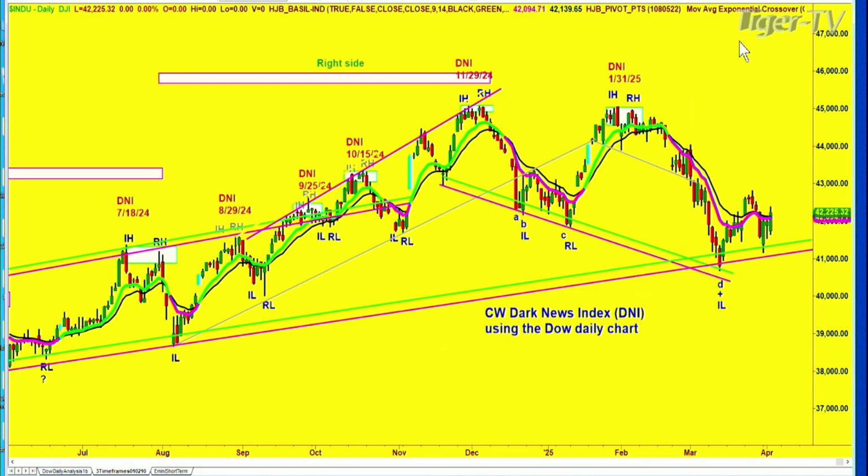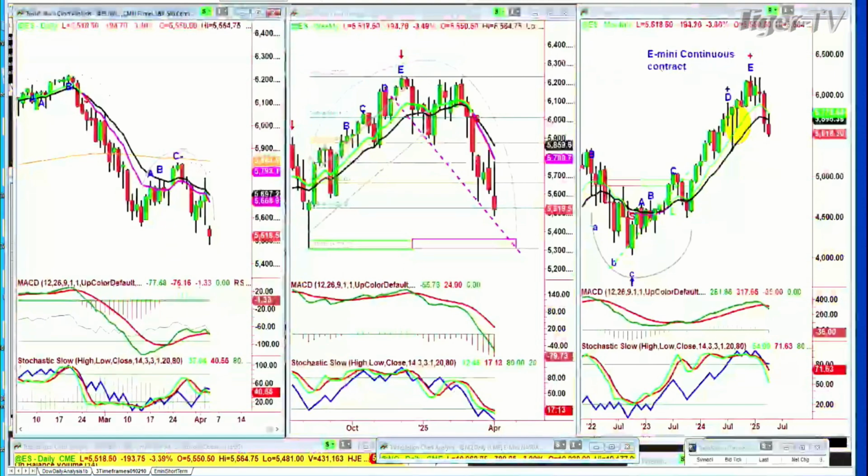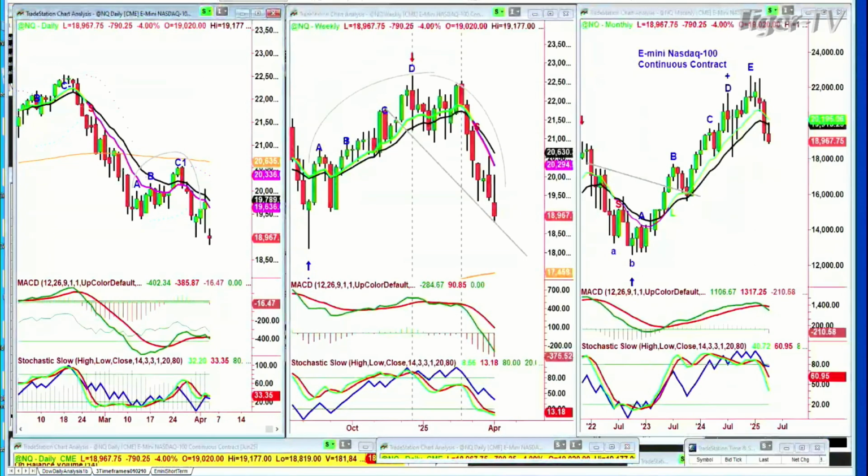Okay, so let's just go back to what we're looking at in terms of the markets. We've got the NQ taken out its left side low a number of times. Right now it's trading down 790. This is the E-mini NASDAQ 100 continuous contract. It's like the QQQ, except the Qs are not trading on the chart. They're trading in the market itself.